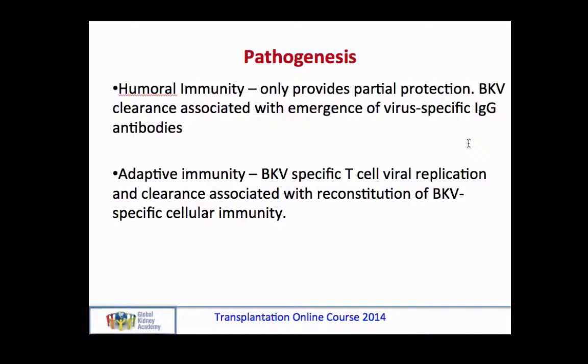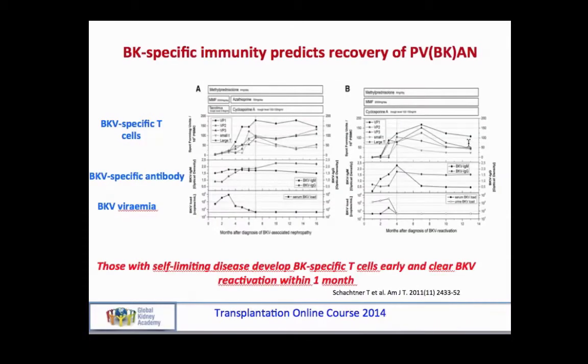Humoral immunity only provides partial protection for BK nephropathy, so BK virus clearance is associated with the emergence of virus-specific IgG antibodies, but adaptive immunity is also important, and so BK virus-specific T cells are associated with clearance of the virus. So there is a specific cellular immunity element to the clearance of the virus.